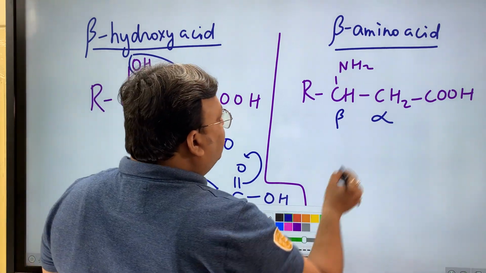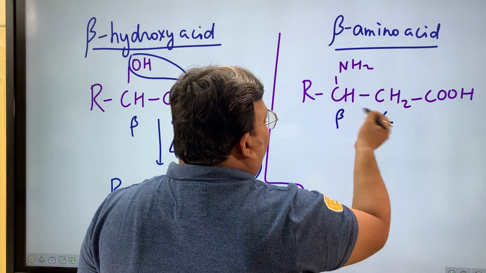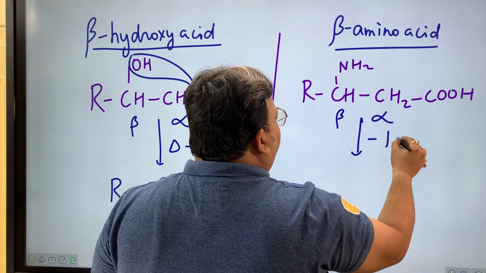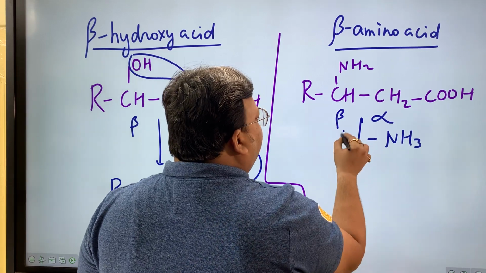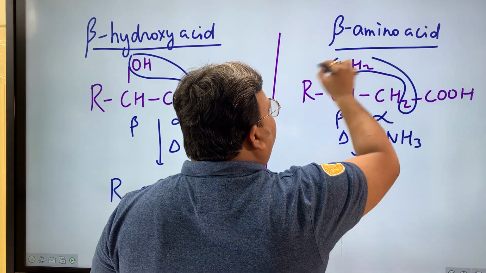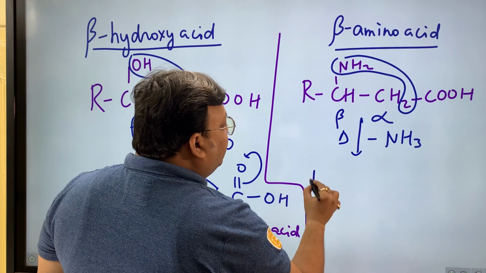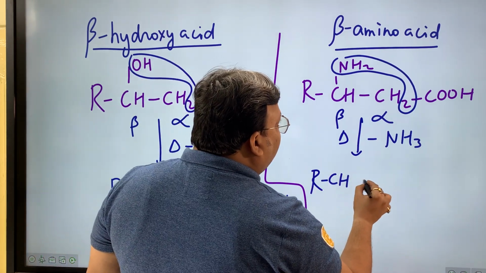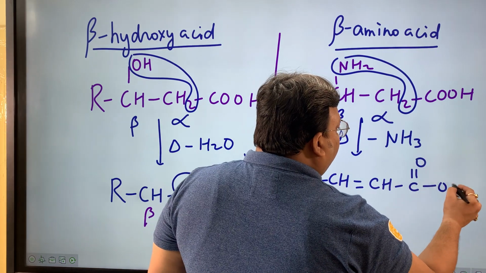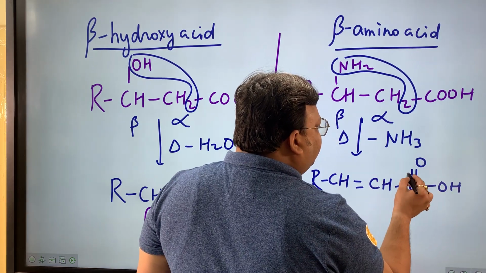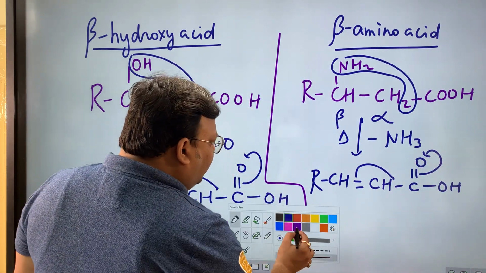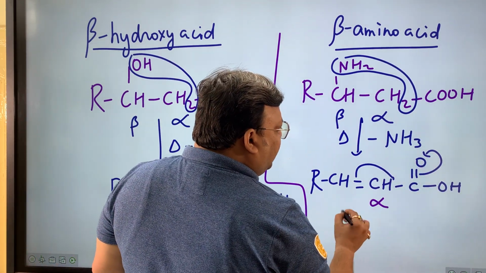Now a beta amino acid would rather lose ammonia. Suppose it loses ammonia, deamination. Here it's dehydration, here it's deamination. If you remove ammonia in this way, see the nature of the product will be identical. Here you will get RCH double bond CH-COOH, and here again it's alpha beta unsaturated, double single double, it will resonate. So here again you have an alpha beta unsaturated acid.